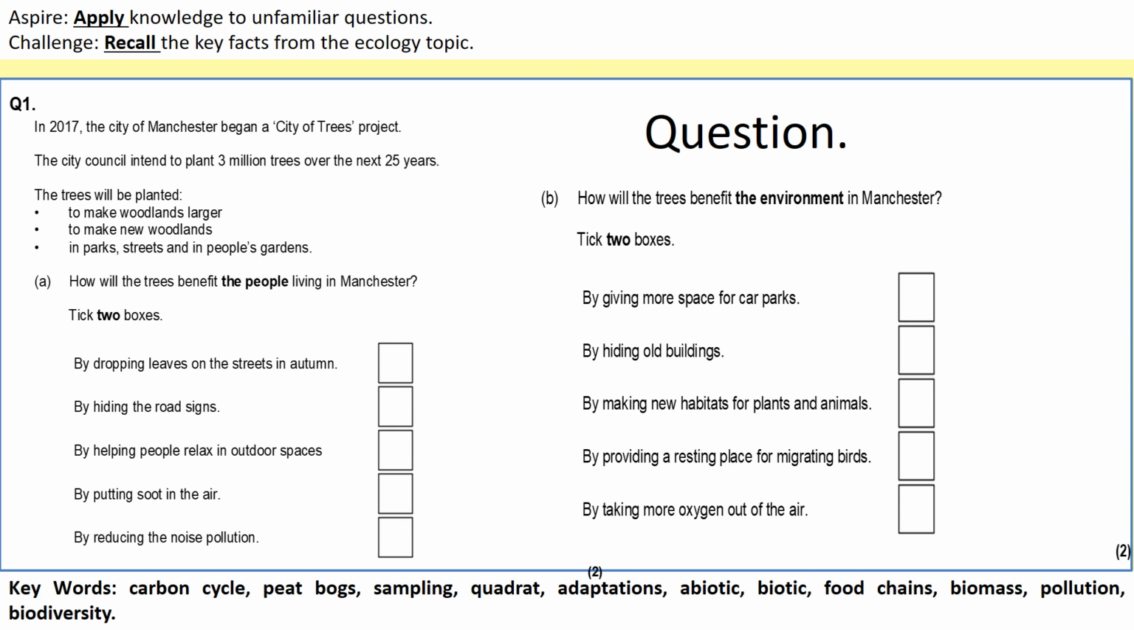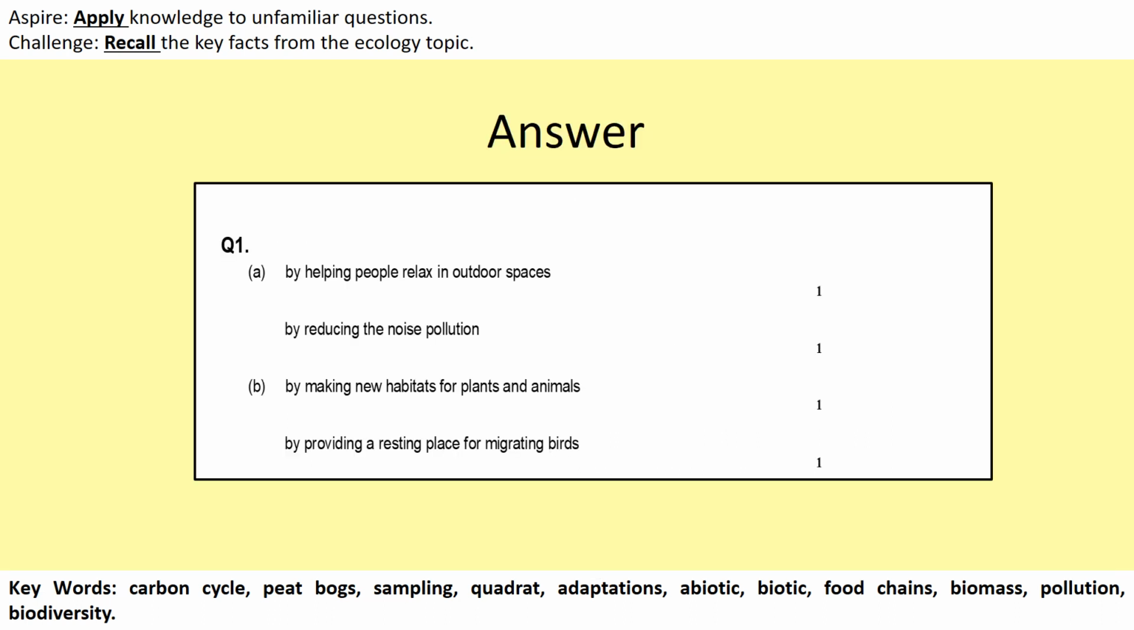Okay, let's go through these answers. So, the way it will help people in Manchester was by helping people relax outdoors and reducing noise pollution. And the way it helps the environment was making new habitats for plants and animals and providing a resting place for migrating birds.